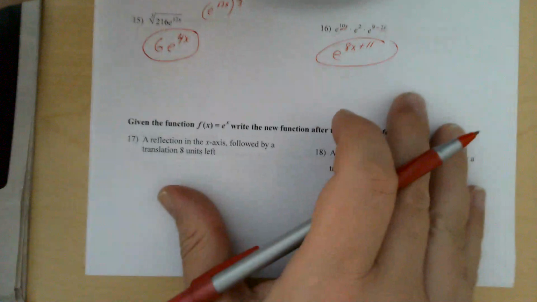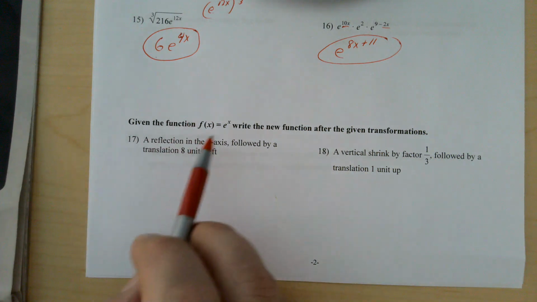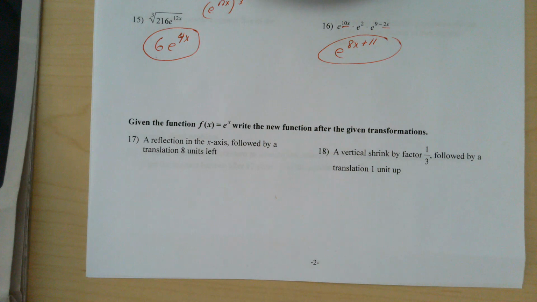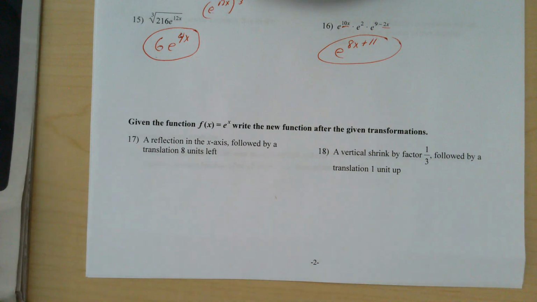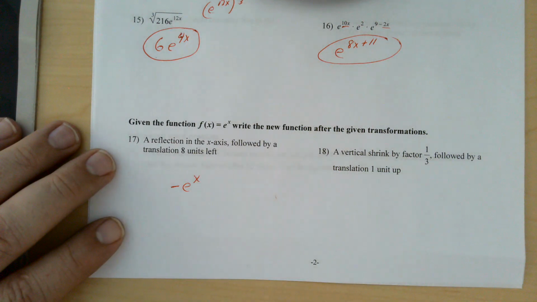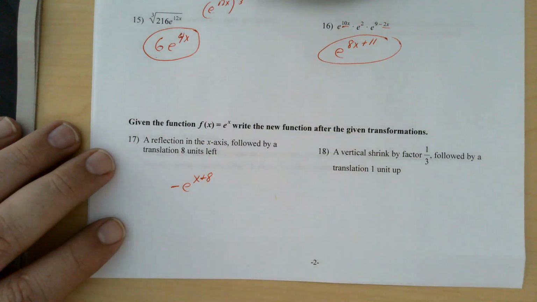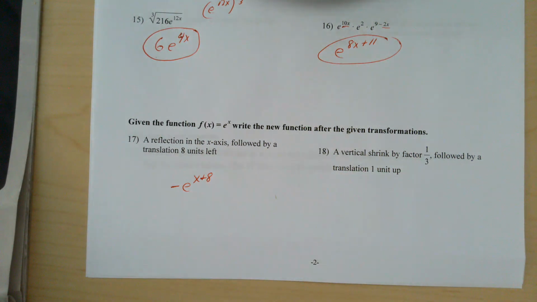This section is just asking you to do really what we've been doing since chapter 1. We've been moving functions around. We've been reflecting them, moving them left, right, up, down. Same thing can occur when it's an exponential function with base e. It doesn't matter what the function is. If I need to reflect, I put a negative in front. Okay, so there's my reflection. And then since I'm moving to the left, that is where I need to go where my x is, my input. And since it's to the left, I need to have a +8 next to the x, okay?